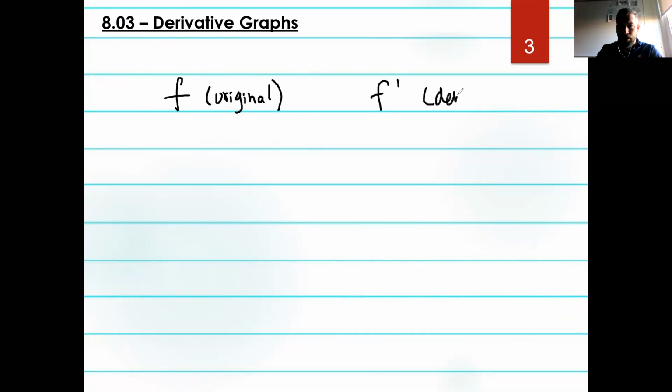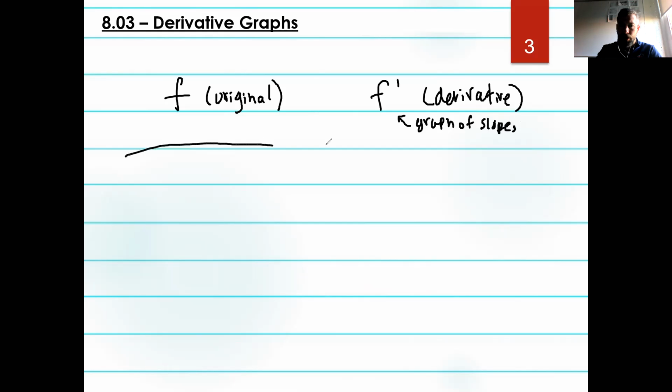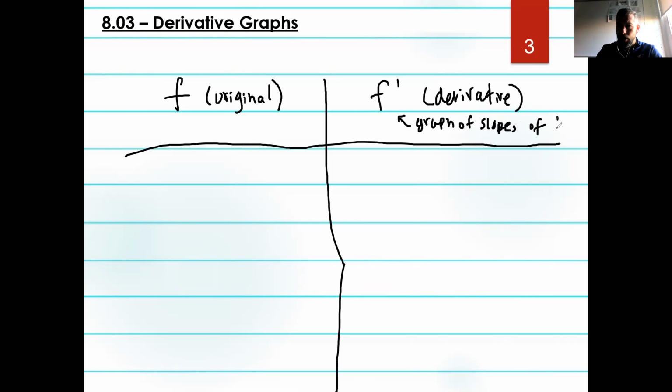I'm putting this in parentheses, not to say f derivative. It's just kind of an annotation to remind myself. And remember that this is going to be the graph of the slopes. We're actually going to have an entire graph that is relating the slopes of the original function. So it's going to be talking about the graph of slopes of f, the instantaneous rate of change of f.